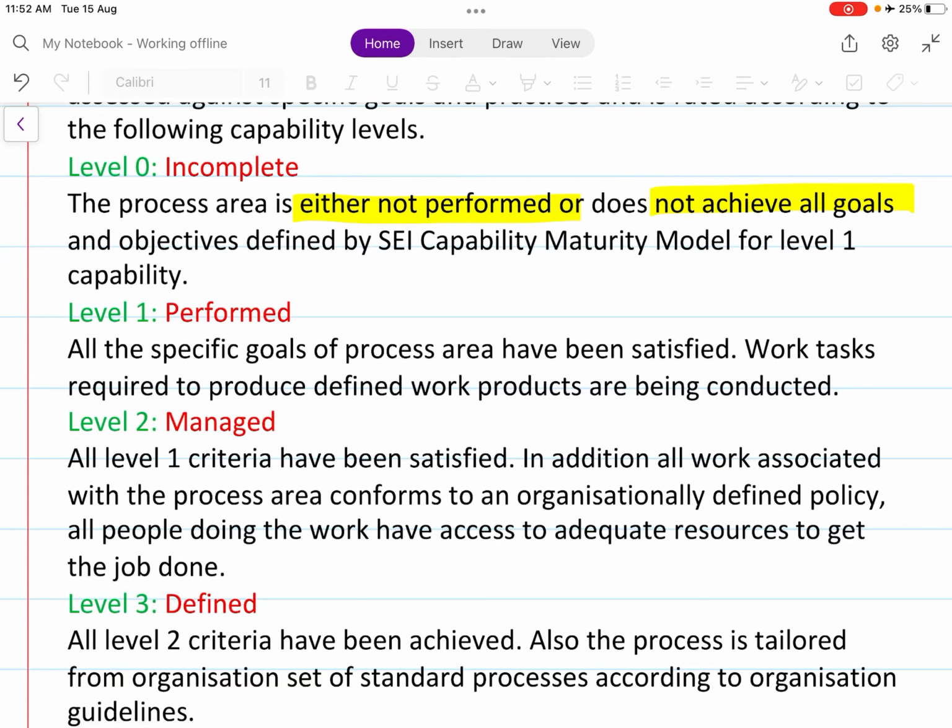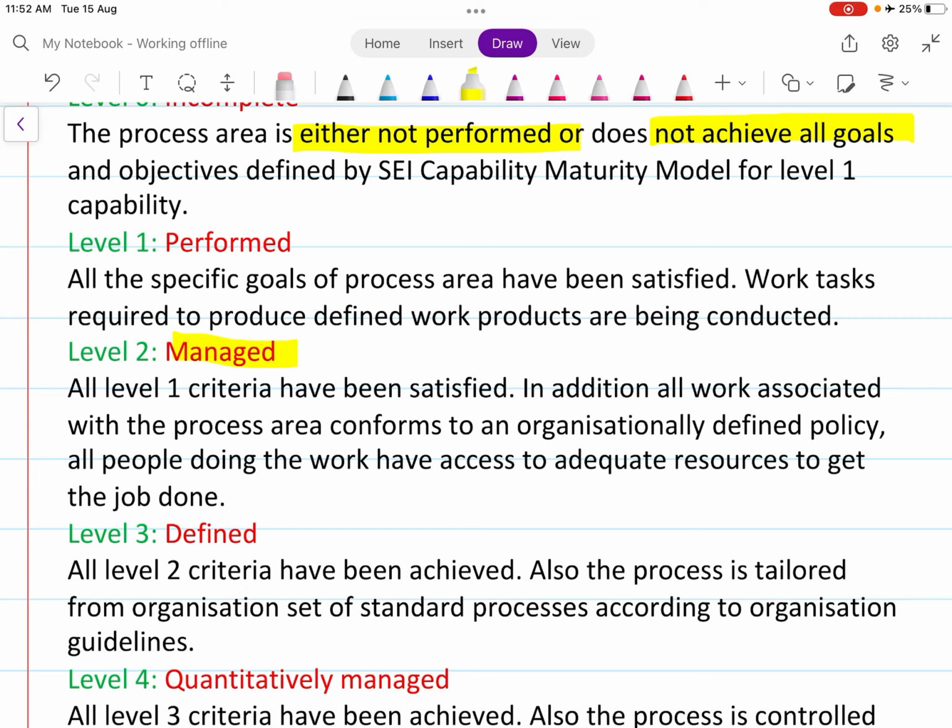Level 2 is managed. All level 1 criteria have been satisfied. In addition, all work associated with the process area conforms to an organizationally defined policy. All people doing the work have access to adequate resources to get the job done.